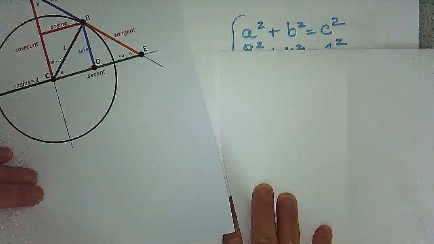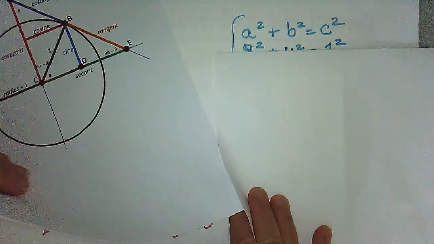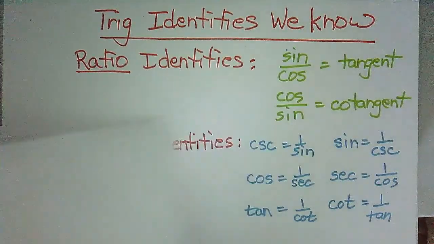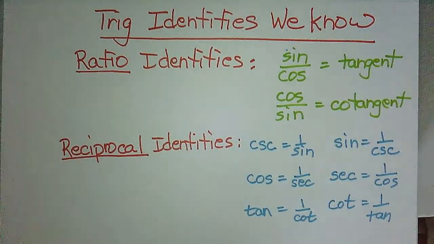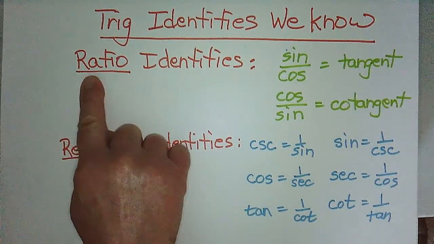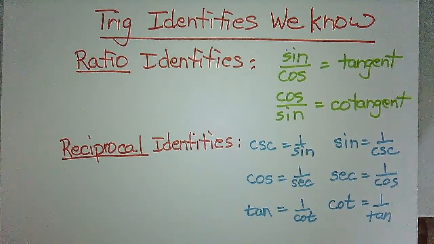Let's take a moment to go through the identities that we already know. Let's talk about an identity as what it is. An identity is a number statement or a mathematical structure that is true for any number you put in. It doesn't matter. It's a true statement. It's always true.